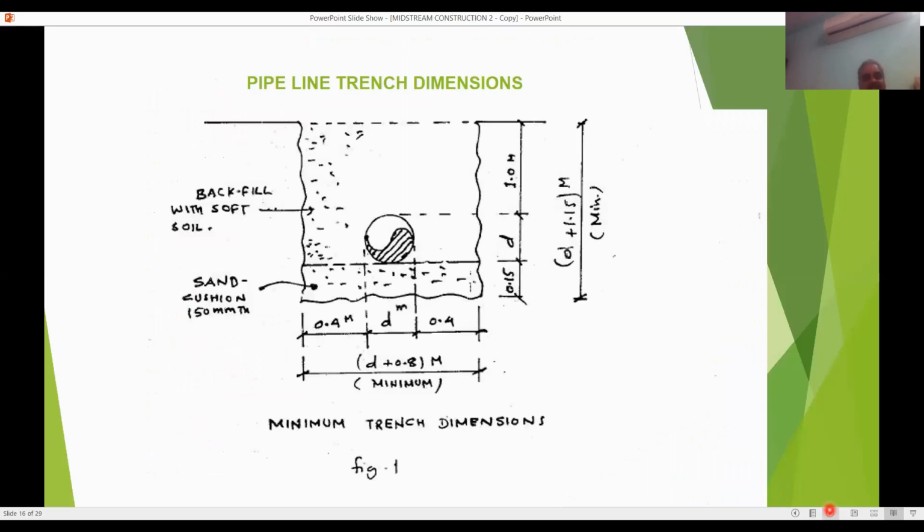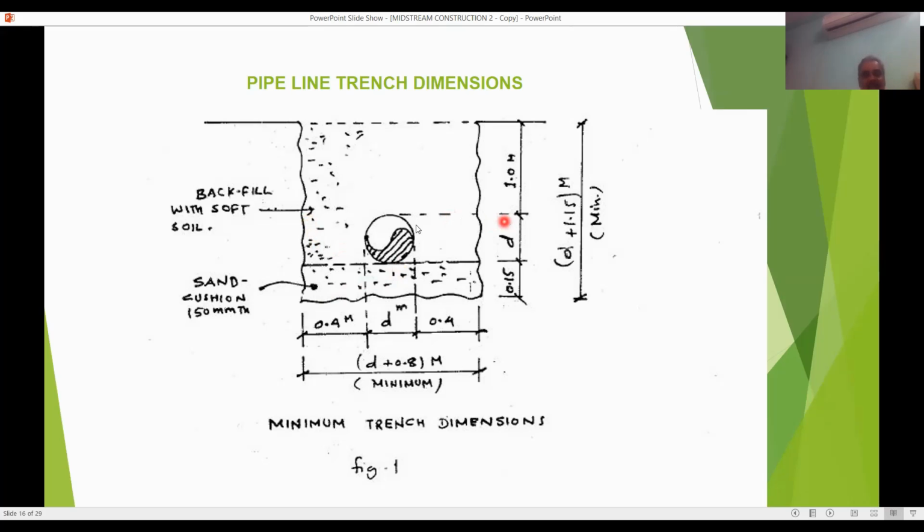Now, the minimum trench dimensions should be D plus 0.8 meters, from this end to this end. If the diameter is 8 inches, that means this side is 6.4, this side 6.4, that is 12.4 inches plus 8, 20.8 inches should be the distance. Understand? And whenever you complete the excavation, the sand cushion must be 150 mm. It is not local murum. It should be a sand cushion. Then PTFE tiles laying.